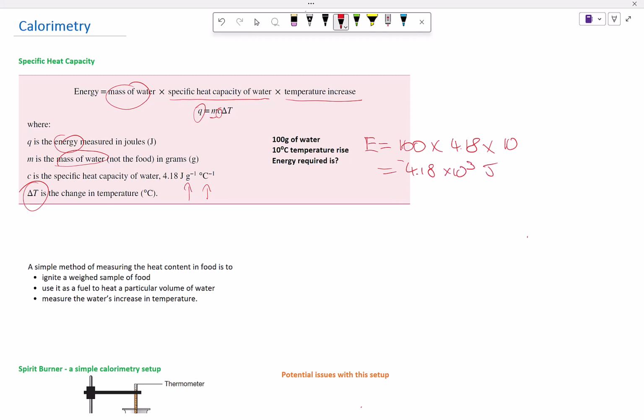Now remember, depending on what the question asks for, if it asks for kilojoules, it would be 4.18 kilojoules, because 10 to the 3, which is 1,000, is represented by the k there.